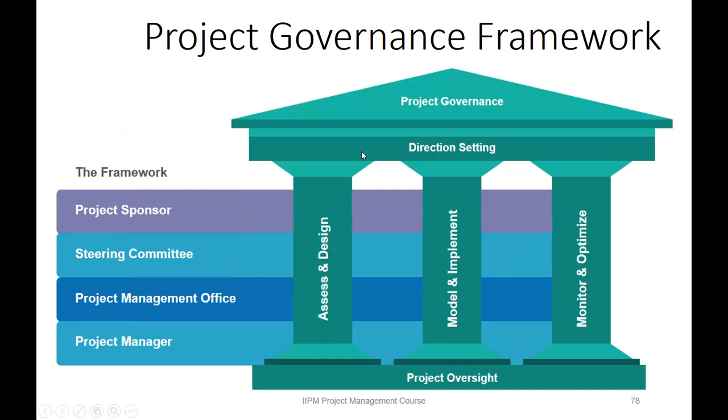Now, in a typical governance framework, this is what we basically have. You have the project sponsor and the stakeholders in the project on one side. Then you have their roles in the governance framework. From the governance, you have the major assignments as assessing and designing, modeling and implementing, monitoring and optimizing. Then you have direction setting or vision setting. Then you have the project oversight. So these are the major things that are comprised in project governance.